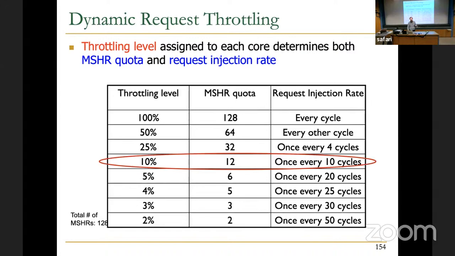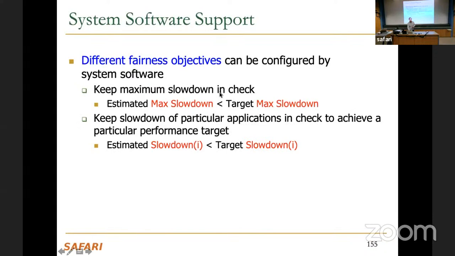Okay, there's system software support. Different fairness objectives can be configured by system software. For example, you could keep the maximum slowdown in check. System software may supply a target maximum slowdown. And you want to basically make sure that the estimated maximum slowdown is less than the target, and you throttle cores accordingly to achieve that target.